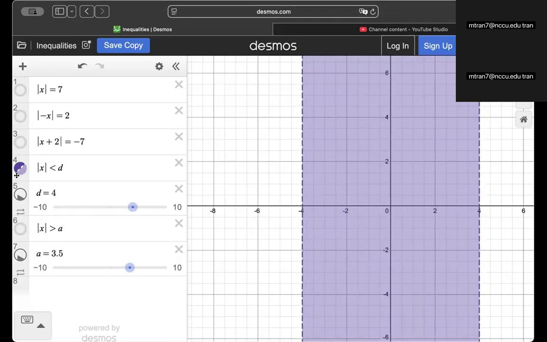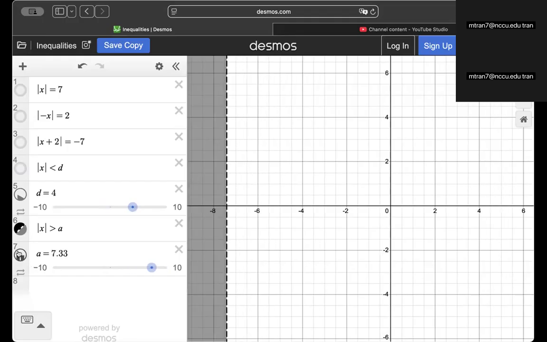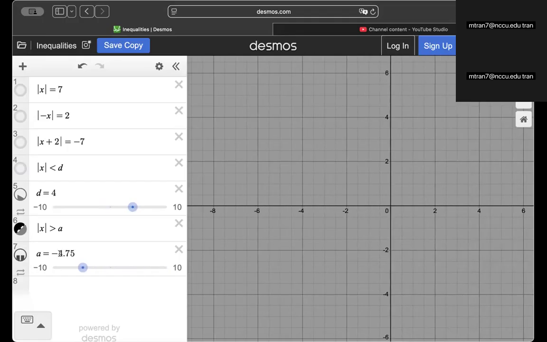When absolute value of x is greater than some distance a, there you go. It's two tails, as you can see. And of course, when a is negative, it's different. When a is negative, we're saying absolute value of x is greater than some negative number. Is it true? Yes, it's true, right? Because the left side is always positive, and a positive number is always greater than a negative number. So when you see negative a, you see everything is shaded because it's true. A distance is always greater than a negative number.